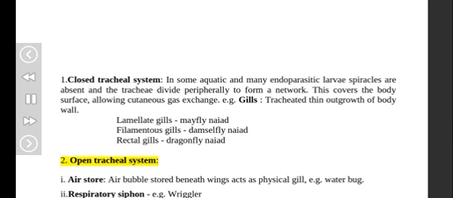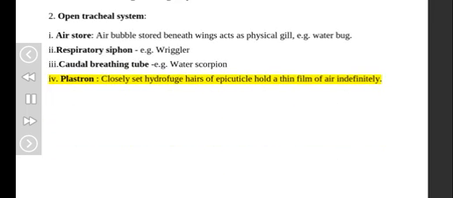2. Open tracheal system. I. Air store. Air bubble stored beneath wings acts as physical gill, e.g. water bug. II. Respiratory siphon, e.g. wriggler. III. Caudal breathing tube, e.g. water scorpion. IV. Plastron. Closely set hydrofuge hairs of epicuticle hold a thin film of air indefinitely.